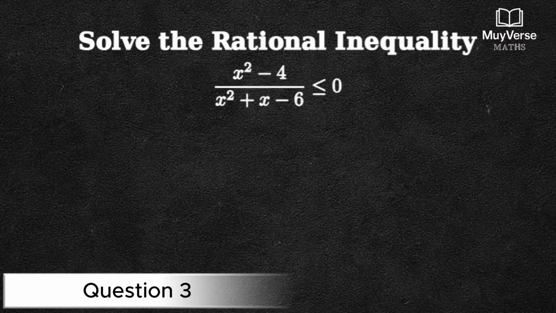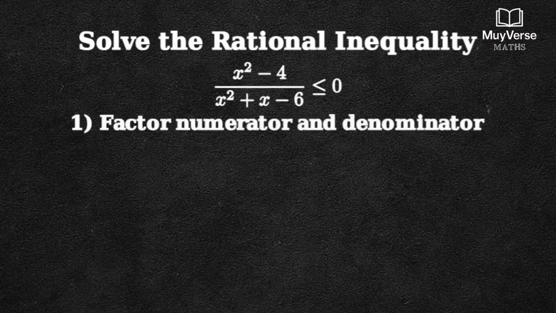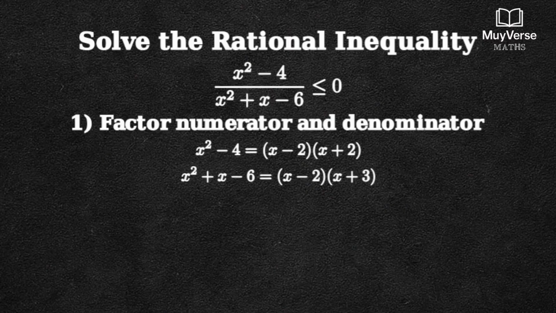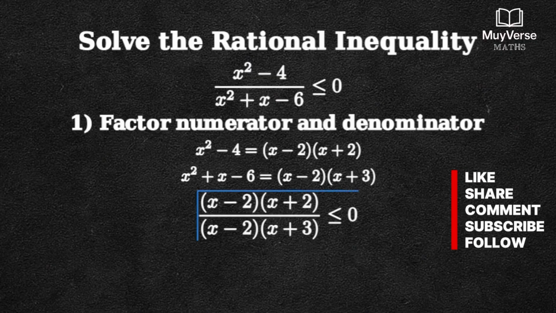We will go step by step and use a sign chart as a fast visual cue. Step 1. Factor the numerator and the denominator. The numerator x squared minus 4 is (x minus 2) times (x plus 2). The denominator x squared plus x minus 6 is (x minus 2) times (x plus 3). Put these into the inequality.